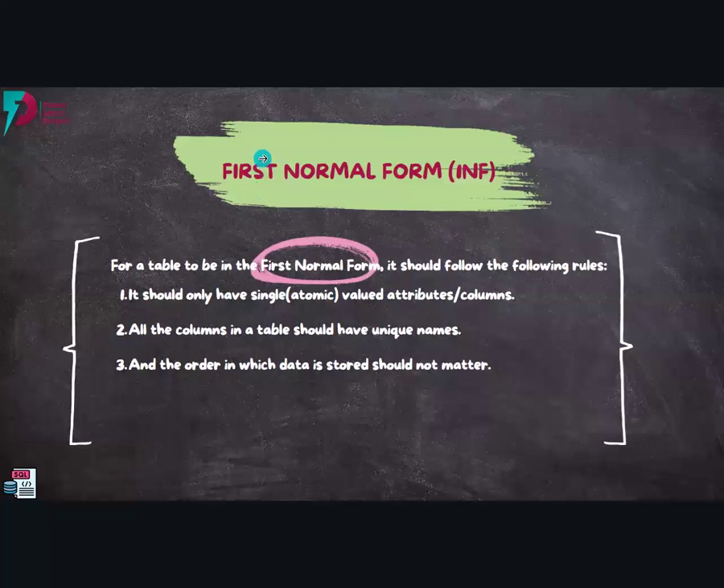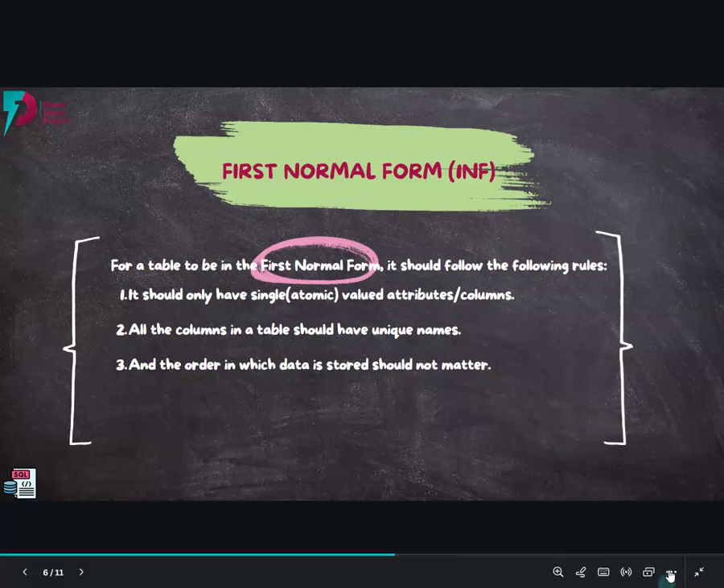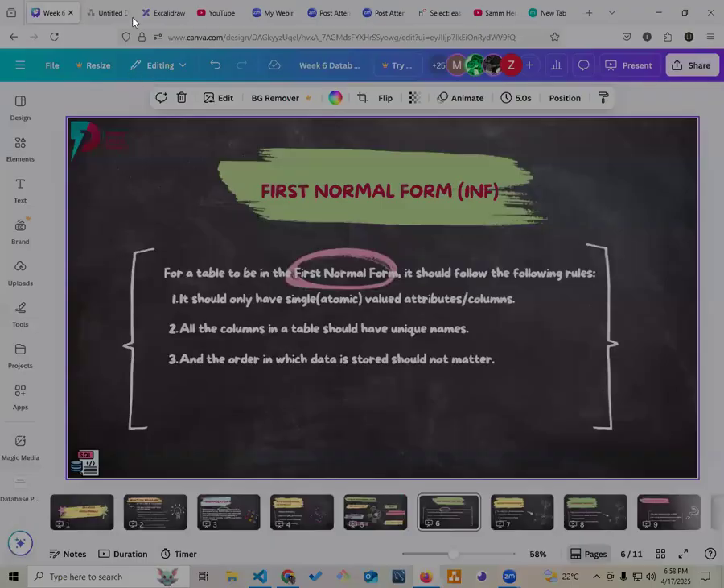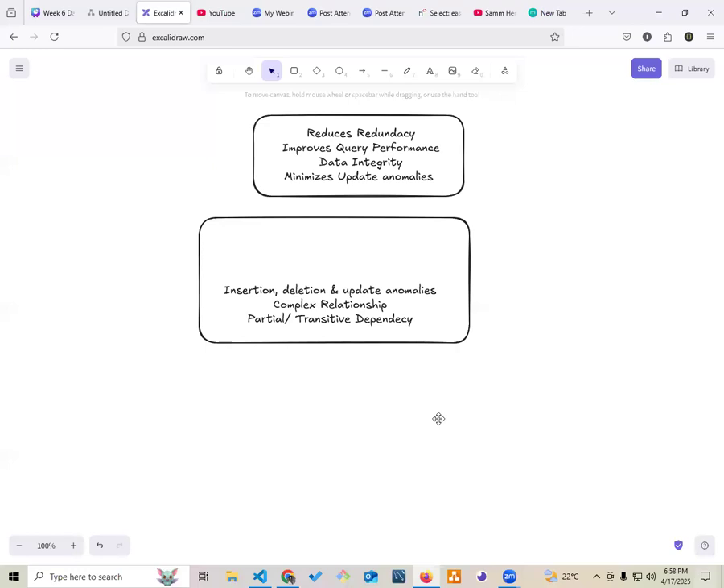Okay, for a table to be in the first normal form, it should follow the following rules. Number one, it should only have a single value attribute column. Okay, and then all columns in a table should have unique names, and the order in which the data is stored should not matter. So let's see how. If you could allow me to go back to our Excel draw.